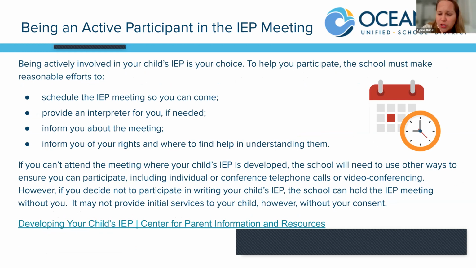It's your choice to be involved in your child's IEP. To help you participate, the school must do certain things. They must schedule the IEP meeting at a time when you can attend, provide an interpreter if you need it, and inform you about the meeting and your rights. You can also attend the meeting via phone or video conferencing if you need to.